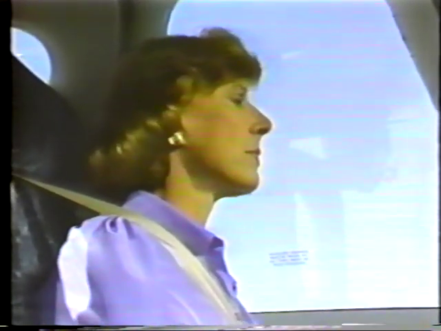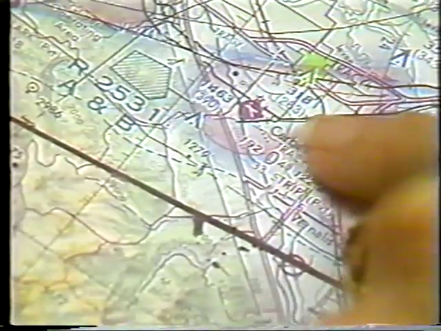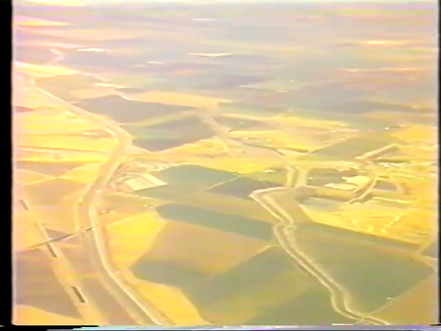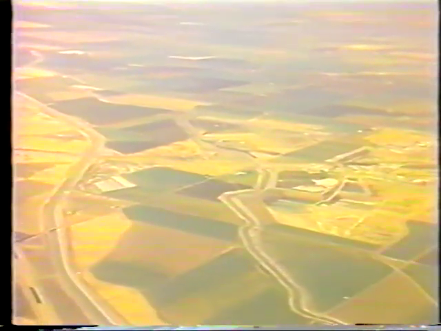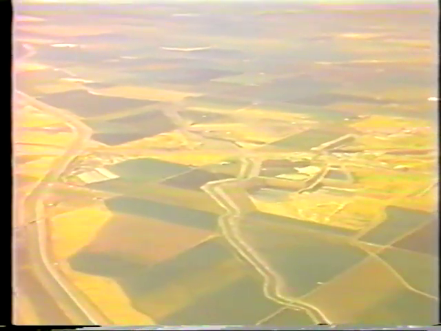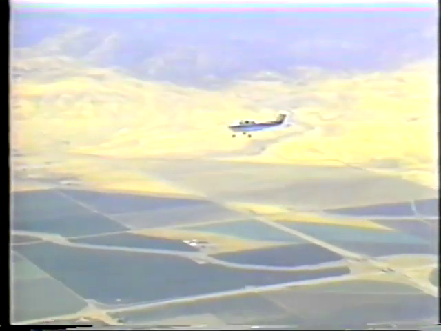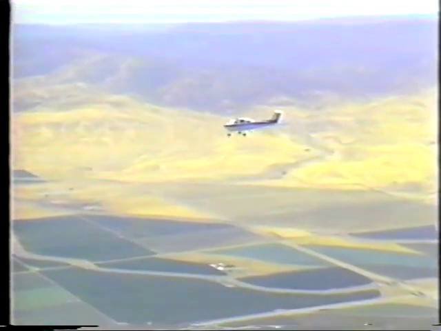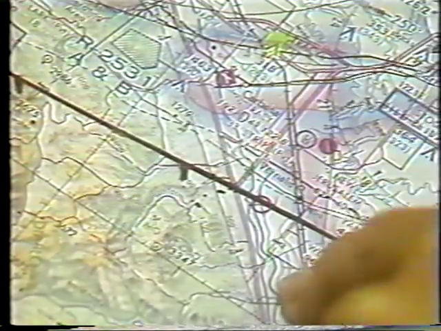Remember to constantly cross-check outside visual references against the information on the sectional chart as you progress to the next checkpoint. Tracy Airport is coming up next, about 6 miles to our left. Just ahead is a divided highway and the Y intersection and another divided highway. This makes another excellent checkpoint.